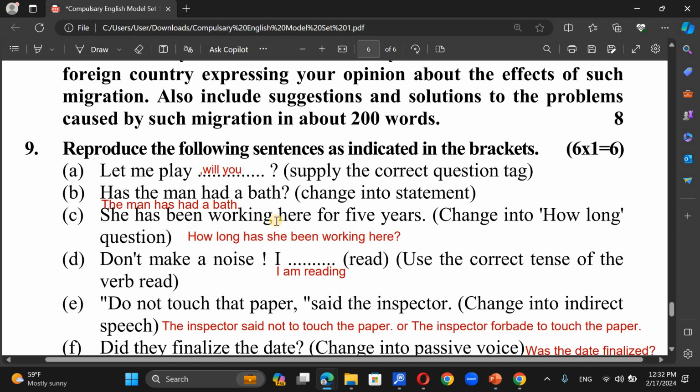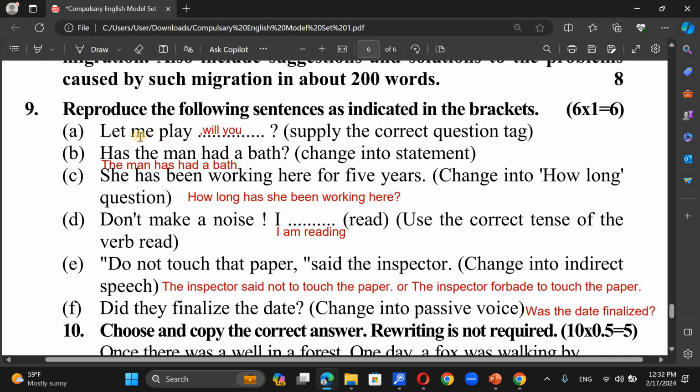Now, question number 9. Reproduce the following sentences as indicated in the brackets. So this is grammar. Will you? Had the man had a bath? It's very easy. The man has had a bath. She has been working here for 5 years. How long has she been working here?